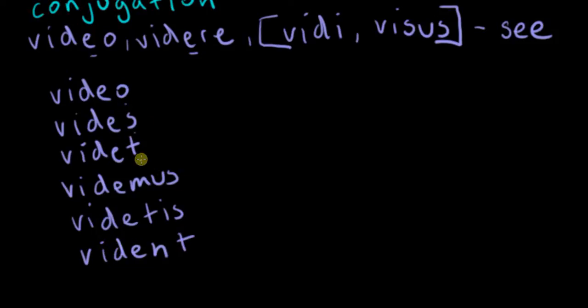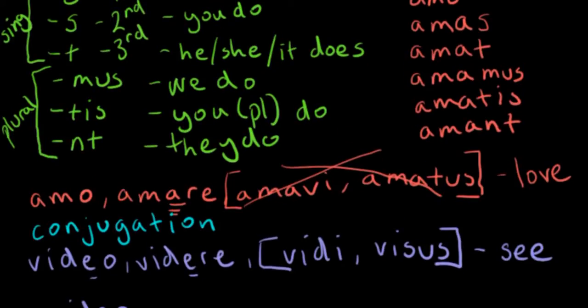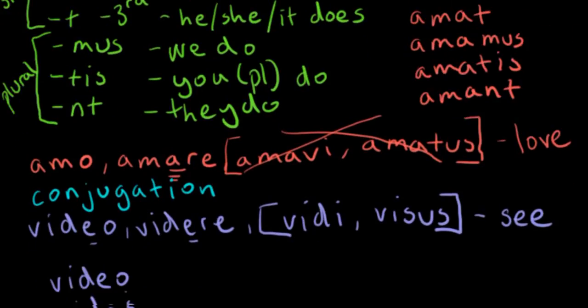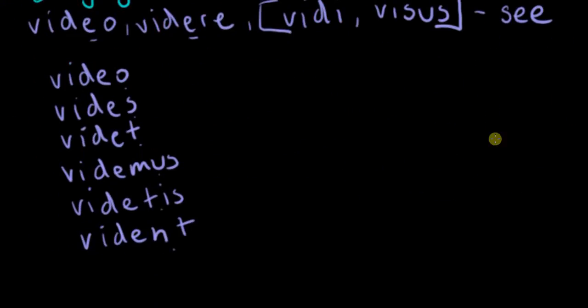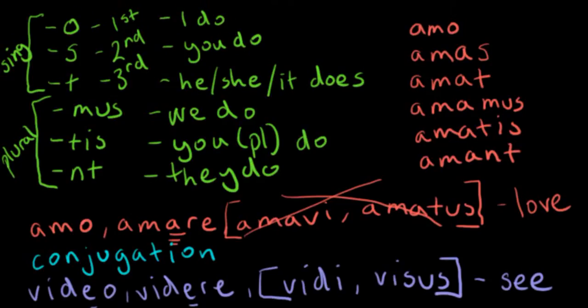So we've got this o, s, t, mus, tis, nt. And the reason I've decided to do this first is because once you know this o, s, t, mus, tis, nt pattern, it becomes very easy to recognize throughout all of the other tenses as well. There is the exception that the o often gets turned to either an m or an i, but the rest of the pattern is pretty consistent.